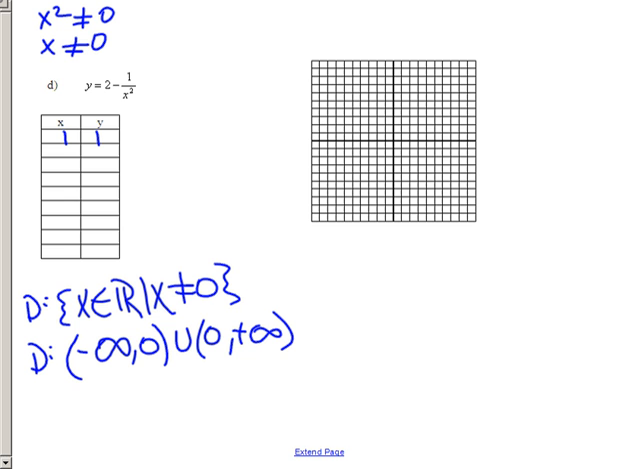But let's think about asymptotes. It's a rational function. If you have something that makes the denominator equal 0, and that doesn't cancel with something in the numerator, we have a vertical asymptote. So in this case, if you can list the vertical asymptote right away, it's going to be helpful. x equals 0 is the vertical asymptote.